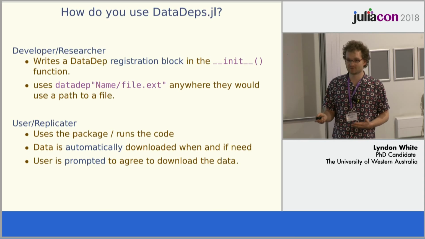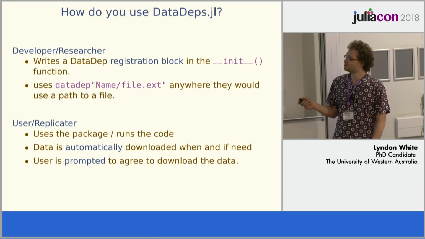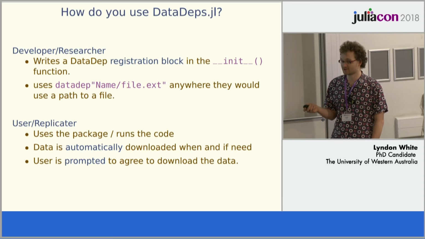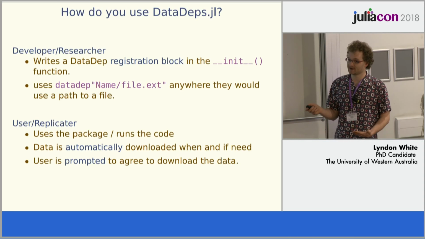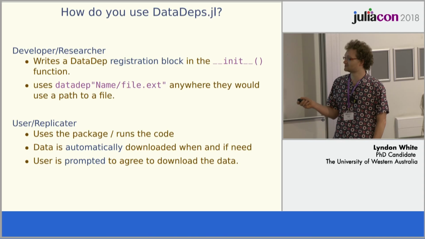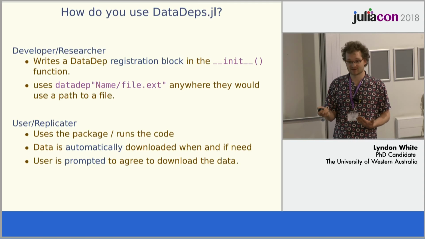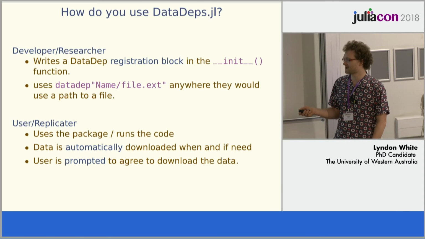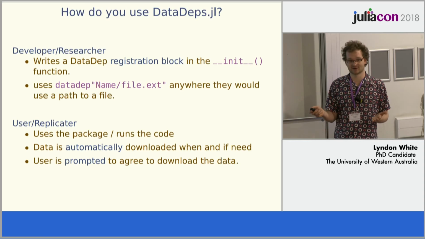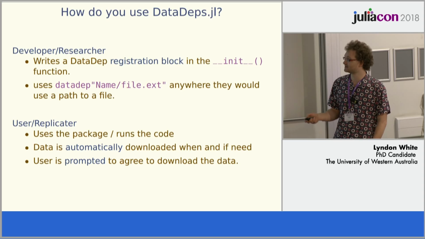So from a very high-level perspective, how do you use DataDeps? If you're a developer of a package, or you're a researcher making a research script, you write a registration block in the module's init function. I'll go into those in a bit. And then whenever you need a path, rather than writing a hard-coded path, you instead use a DataDep path, which is a string that looks something like that. Then the user, or the person trying to replicate your result, they just use the package. They run the code. The data will automatically be downloaded, they'll get the prompt, and it'll all just work. It's supposed to be very easy from the user perspective.